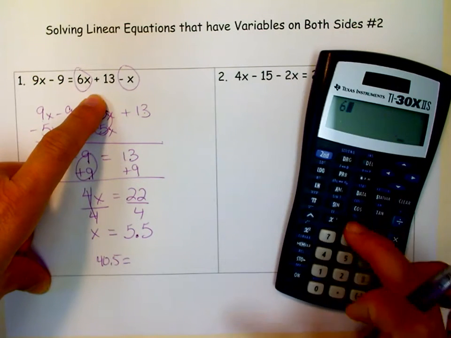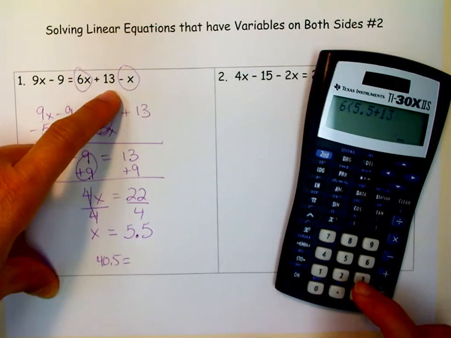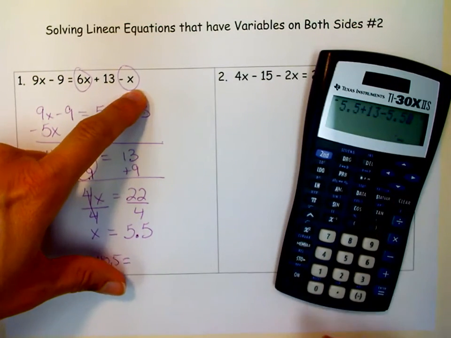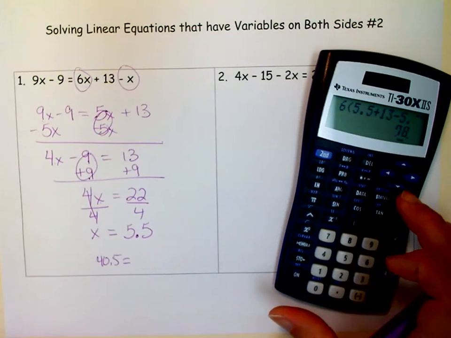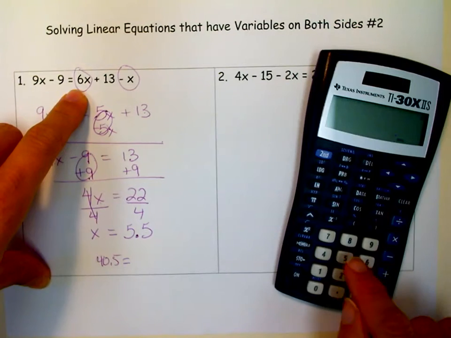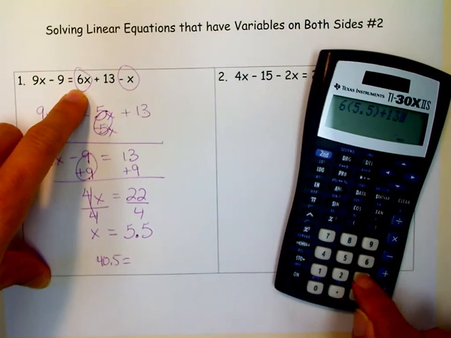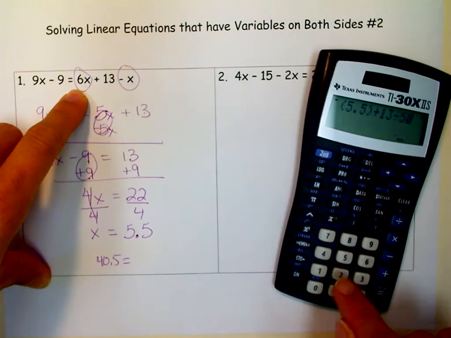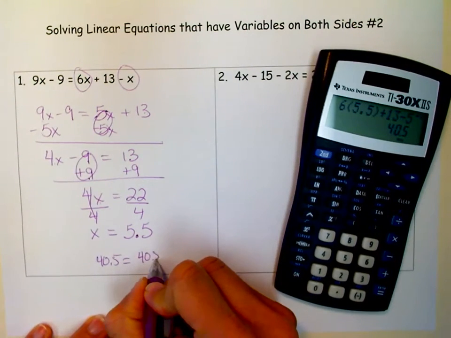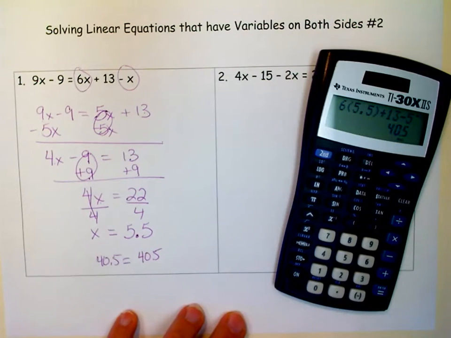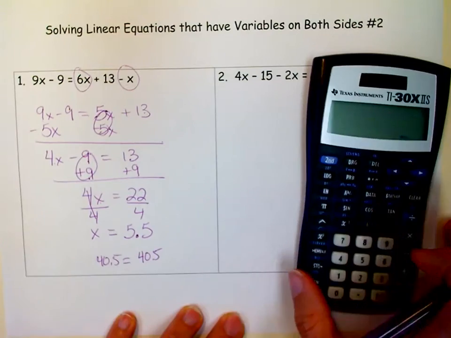So I'm going to say 6 times 5.5, because that's 6x, plus 13 minus 5.5. Because every time I see an x, I put in what I think x is. And I must have done that wrong, because I know it works. 6 times 5.5 plus 13 minus 5.5 is 40.5. So that is the answer there. We are correct. I must have done a wrong sign somewhere.